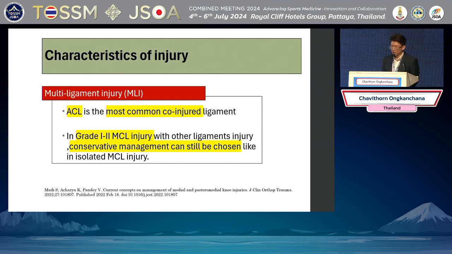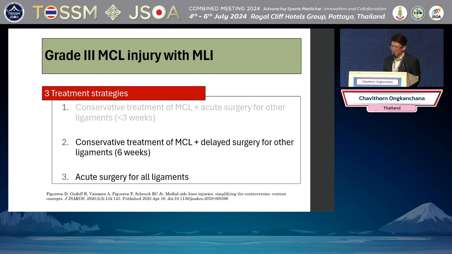Now let's talk about the patient with multi-ligament injury of the knee. Can the MCL still be treated conservatively in that case? Like in the isolated injury, grade 1 and grade 2 MCL injury can be treated conservatively even with the presence of other ligament injuries. In grade 3, however, the story is quite different.